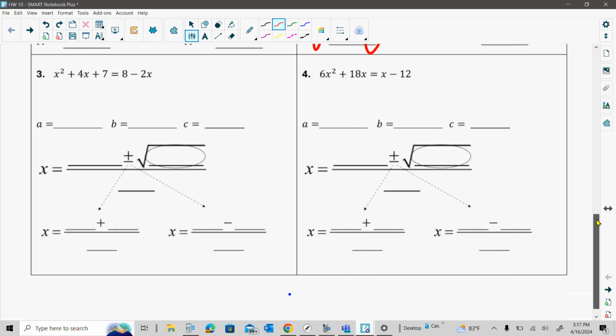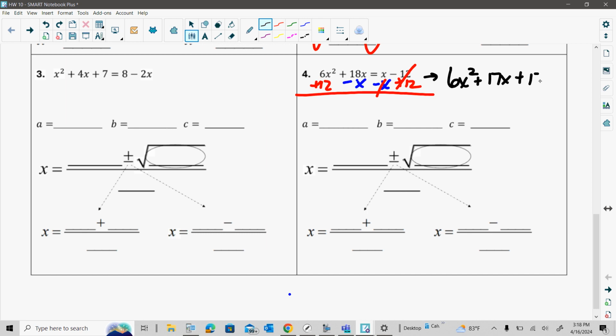So here, on number 4, to get the equation equal to 0, you're going to have to say minus x, and I would line this up with this. This is like terms right here. And then I would add 12. Now I'm not adding 12 to the 6x. I'm just putting plus 12 and rewriting this. So this equation I'm going to put over here to the side is 6x squared plus 17x, because I combined those x's here, then plus 12 equals 0.